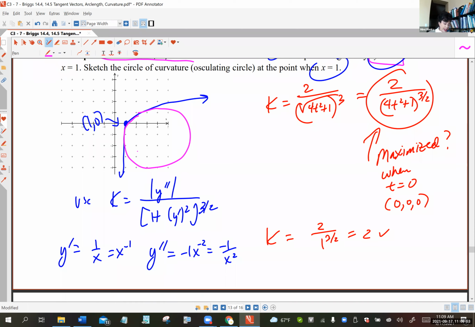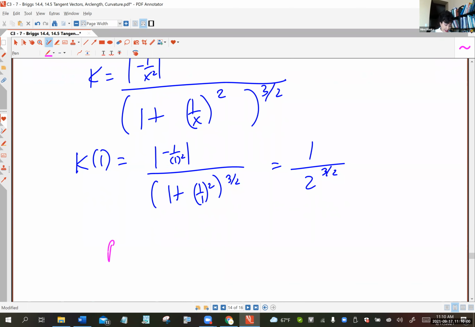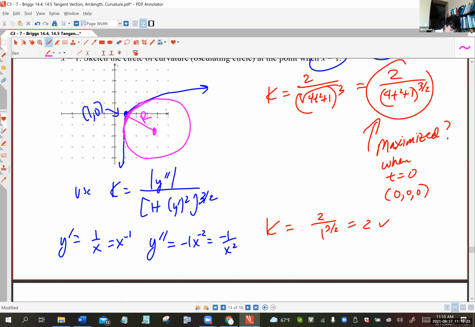So what would the radius R be for this osculating, snuggling circle? Well, remember the radius is going to be 1 over K. So this is going to be 1 over 2 to the 3/2. And then if we turn division of fractions into a multiply problem, this is going to be 2 to the 3/2, which is the same as 2 square root of 2. Okay, fine. So what are we saying? We're saying that the radius of this circle that can snuggle up right inside that curve is 2 square root of 2. We know that to be true.